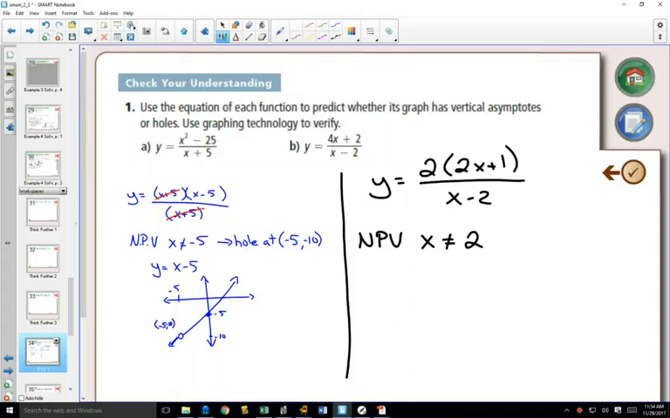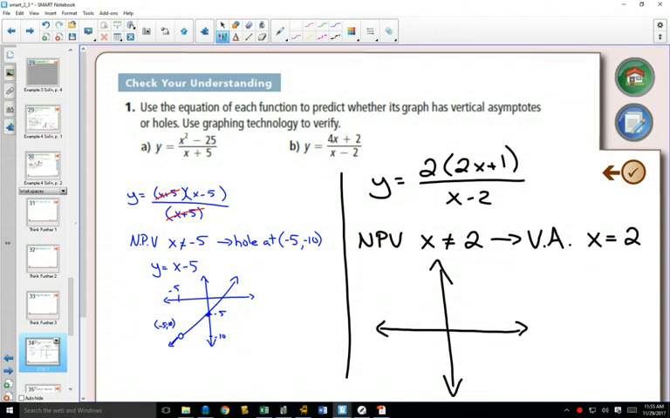Now, is that going to be a hole or a vertical asymptote? So maybe you want to abbreviate vertical asymptote. Now, when you write the equation of an asymptote, you write x equals 2. Asymptotes are equations of lines. There's an equal sign. When you write a non-permissible value, that's when you put the line through the equal sign to say that x can't equal 2. In this one, when we go to graph it, you would have a vertical asymptote at x equals 2.